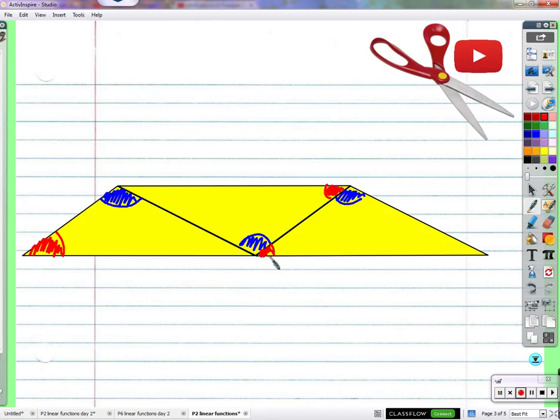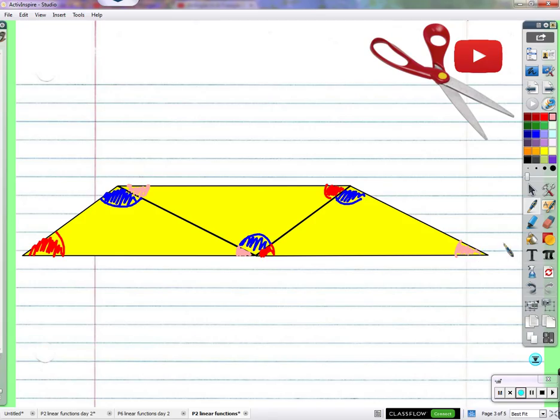Last one. This one is pink. What else is pink? This guy here. The only two left, they're all equal to each other.